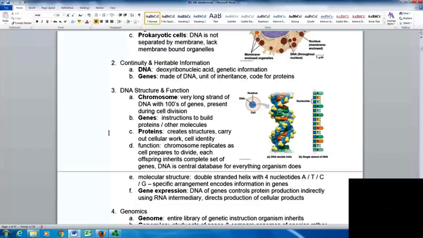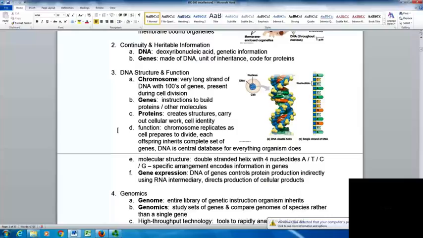When we look at DNA, it's going to take on several different forms depending on where the cell is in its life. The chromosome is a very long strand of DNA that has hundreds of genes on it. This is only present during cell division, although when you picture the genetic information, what probably comes to mind is a chromosome. The genes are the actual instructions to build the proteins or other molecules, so they are located on the chromosomes, and they are both made out of DNA. Proteins are going to be what create the structures, so they will also carry out cellular work and give the cell its identity.